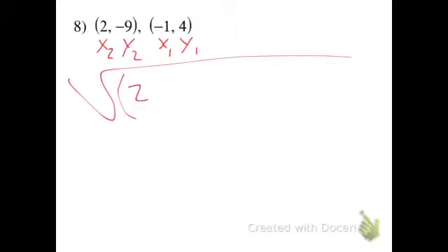Moving on to 8, whichever one's farther to the right, well, positive numbers are bigger than negative numbers, so these ones are your x2, y2, x1, y1. That's the second point there. Use those to fill out our equation. 2 minus -1 squared plus -9 minus 4 squared.